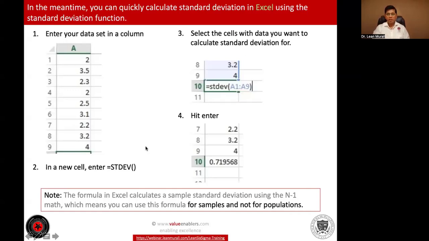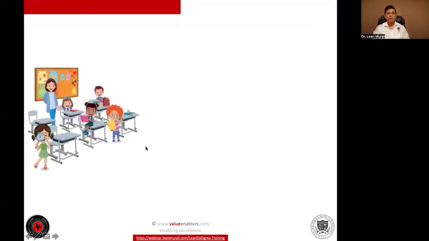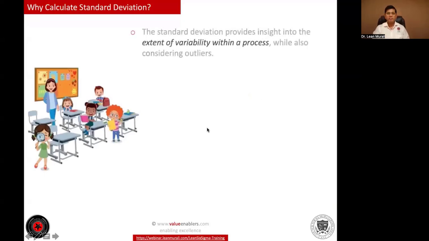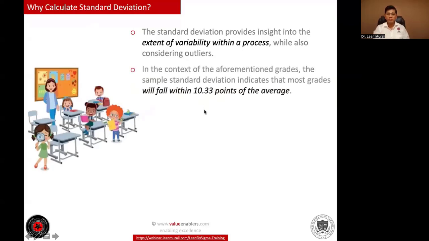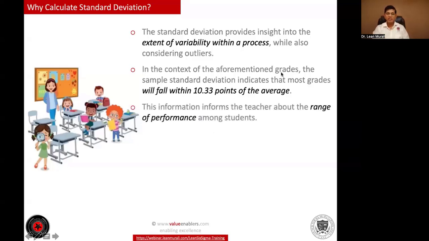So the formula executes this sample. Okay. Now, why calculate the standard deviation? We want to calculate the standard deviation because it provides an insight into the variability of the process. You can also see that it indicates how much of the process deviates from the center. The information informs the teacher about the range of performance.